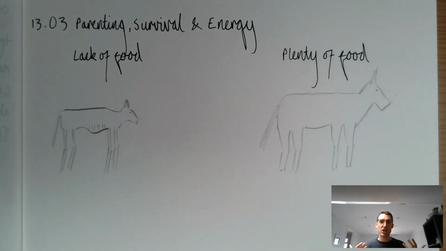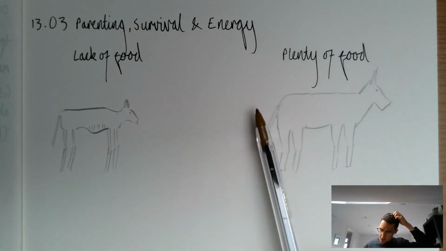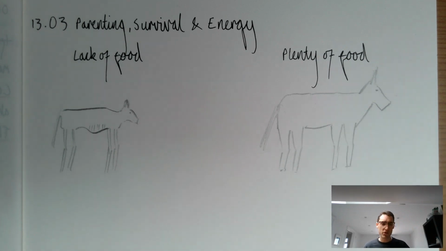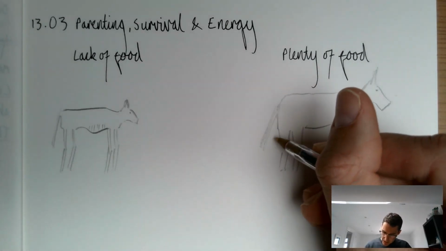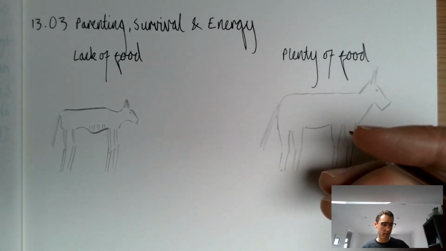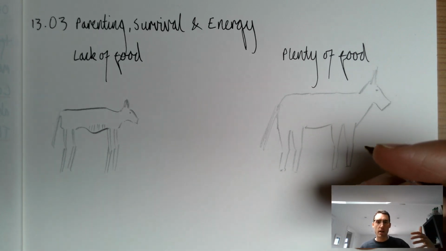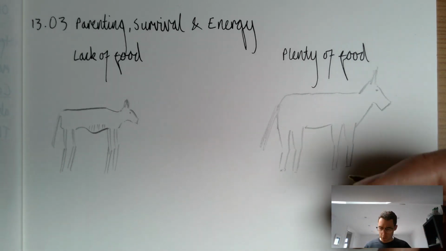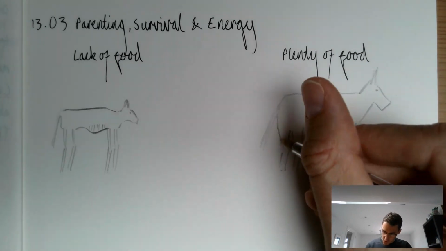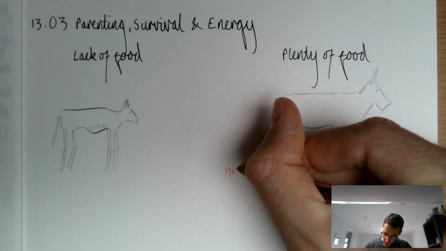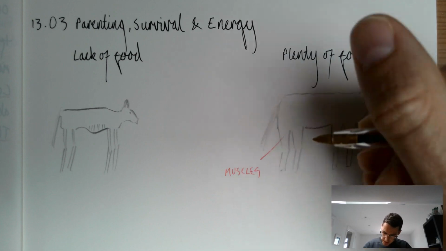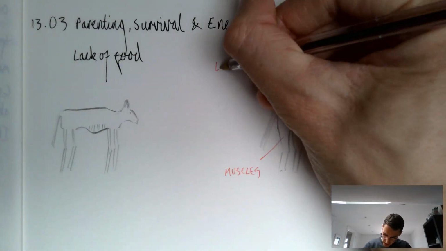How is that going to affect its chances of reproduction? Contrast that with a healthy looking one with big muscles and so on, and get students' ideas here. You want to get them thinking about why having more food might help their reproductive chances. They might point out that it's bigger, so it's going to be able to escape predators and so on. It's got big muscles, so I might add something about the muscles here. I might add something about the larger size.